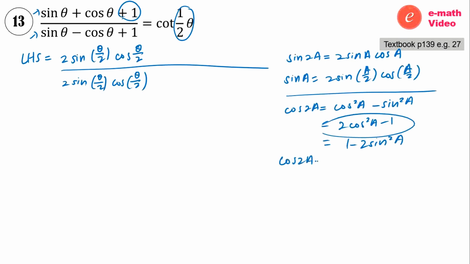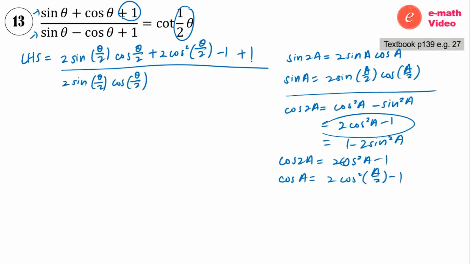Cos 2a equals 2 cos square a minus 1. Half the angle, cos a equals 2 cos square a over 2 minus 1. Sub it into here, plus 2 cos square theta over 2 minus 1. Then later plus with a 1. Then what about below? Still we have a positive 1 here, but we have a negative in front, so we need a negative 1 plus 1 to make it into 0.